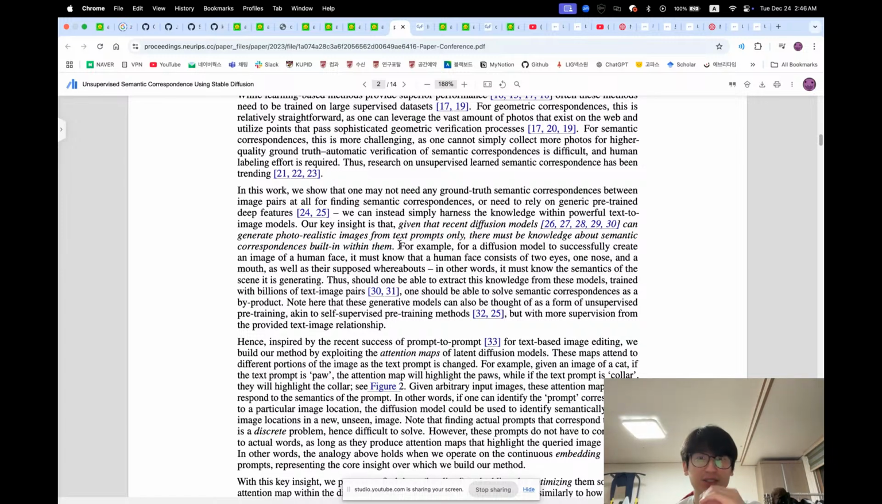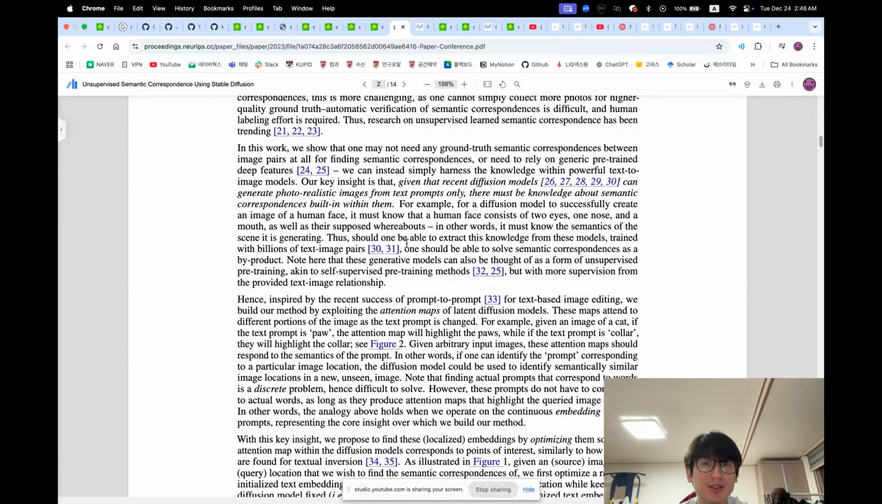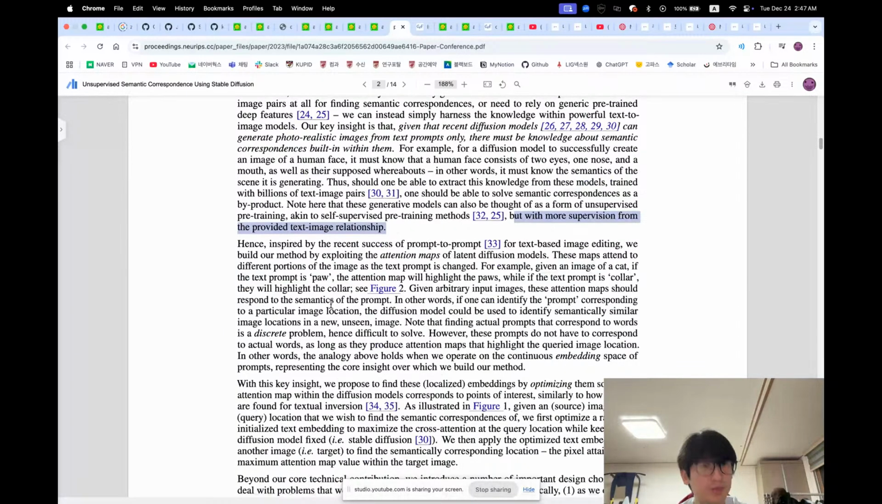For example, for a diffusion model to successfully create an image of a human face, it must know the human face has two eyes, one nose, and a mouth, as well as their supposed whereabouts. In other words, it must know the semantics of the scene it's generating. Note here that diffusion models can also be trained unsupervised. Akin to self-supervision, but with more supervision from the text-image relationship.